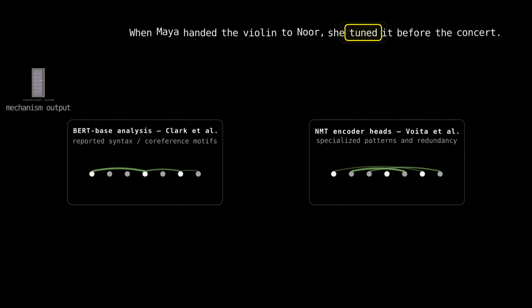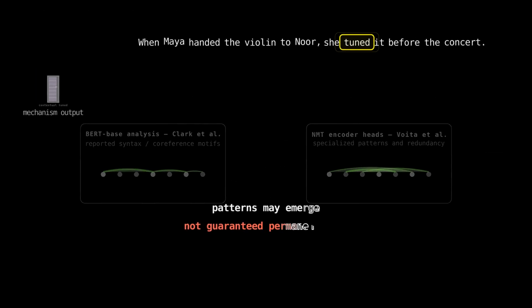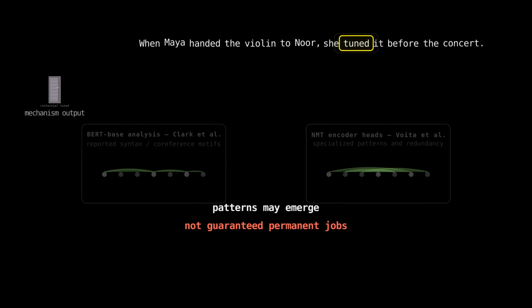These observations belong to specific models, layers, tasks, and analysis methods. There is no universal head number that always tracks pronouns, syntax, or the previous token. Some heads spread attention broadly. Some focus on special tokens. Some repeat patterns already visible elsewhere.